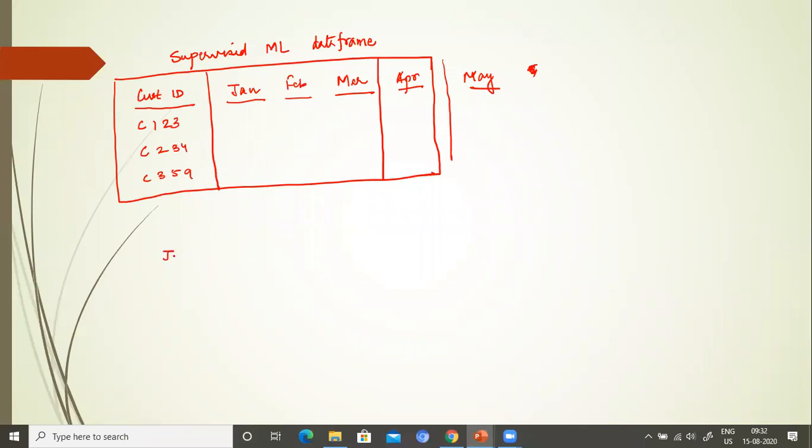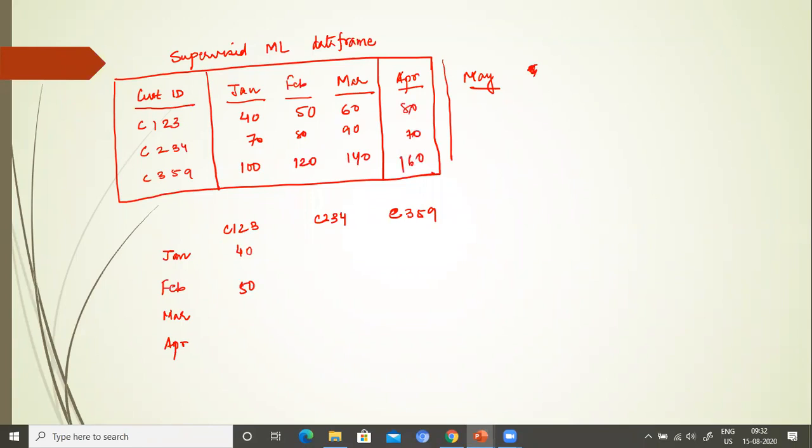How? I'll show you. You just say Jan over here, Feb over here, March over here, and these are my customer IDs. So I had numbers like 40, 50, 60, 70, 80, 90, 100, 120, 140. I also had 60, 80, 70 or 80 or 90 here, 120. Now the data is transformed.